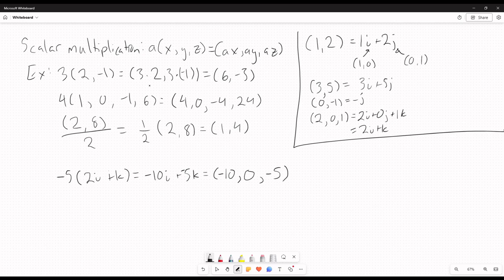So there's some examples with scalar multiplication and a little bit of an example with how we use the standard basis vector notation.